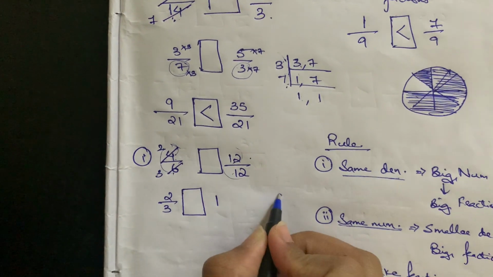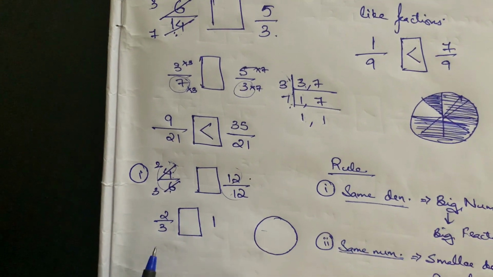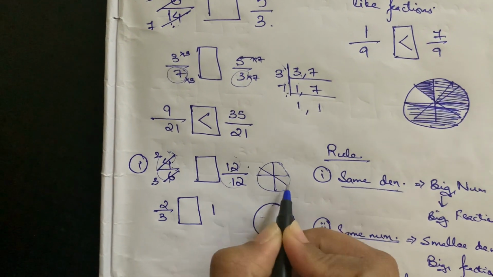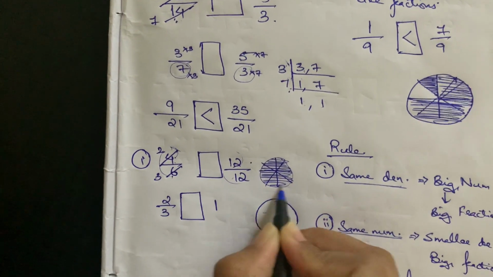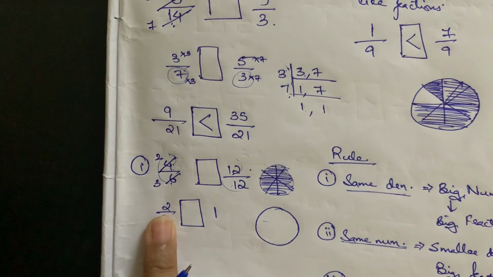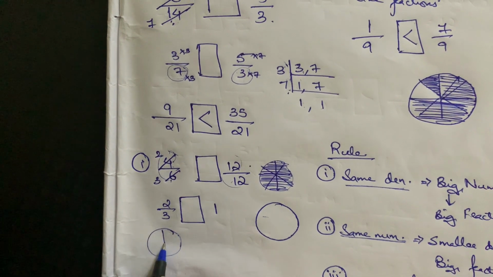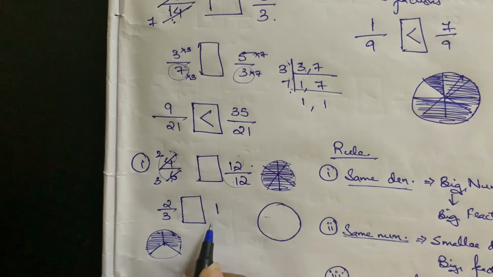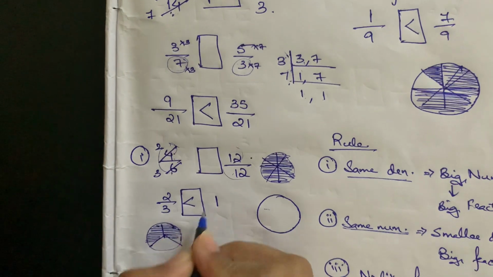1 means the complete thing, without any division. This is 12 parts out of the total 12 parts, which means it is talking about one complete thing. And 2 by 3 is 2 parts of 3. So which one is bigger? Obviously the 1 will be bigger because it is a complete one. So 2 by 3 is less than 1.